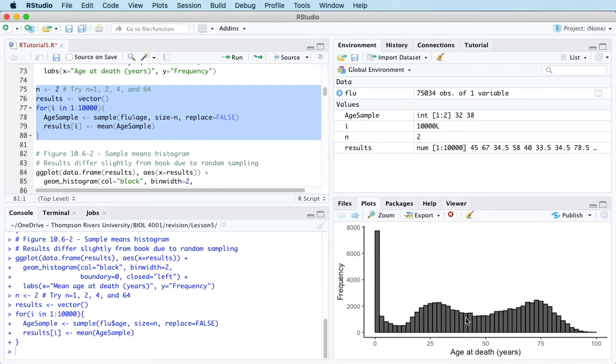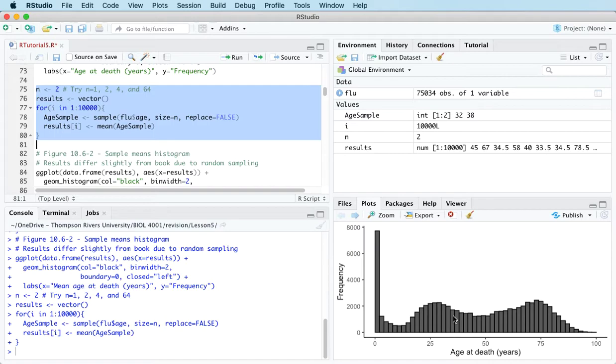So for example, at random I might pick age 23 and age 57. Okay, and then I would add 23 and 57 together and get 80, and divide that by 2 and get 40. So I would record 40 as my mean age for my first sample. And then I might pick 2 more, and I might get one of these infant mortalities at 0, and someone at age 50. And so I add 0 and 50, divide by 2 and get 25. So I would have 25 for my next value.